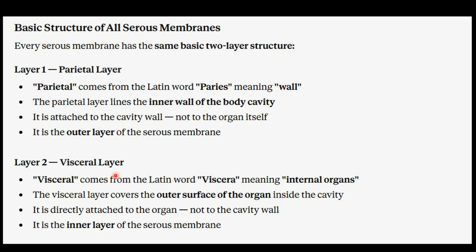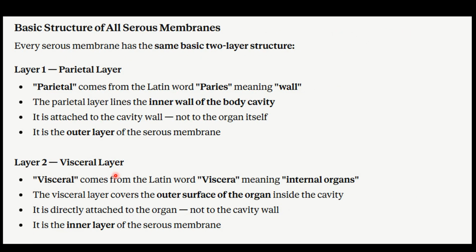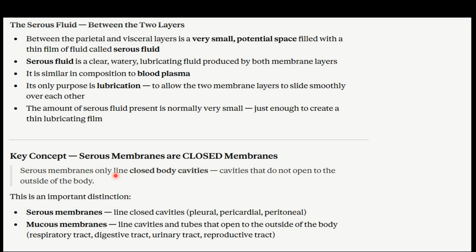So I think the layer part is clear. We discussed what the serous membrane is, why it is so important, and the basic structure. Now it's time to understand the serous fluid and key concepts. So what is serous fluid? Between the parietal and visceral layers is a very small potential space filled with a film of fluid called serous fluid.